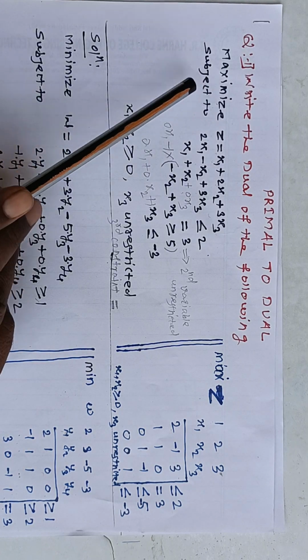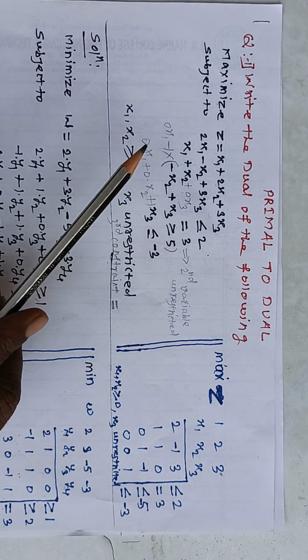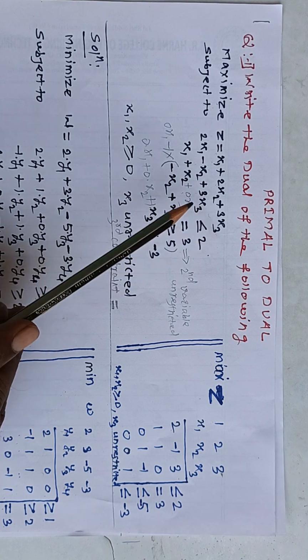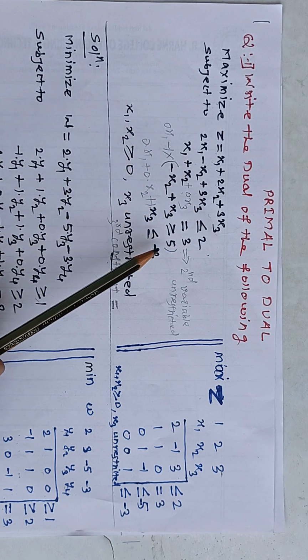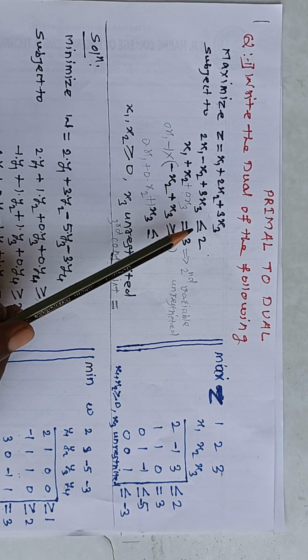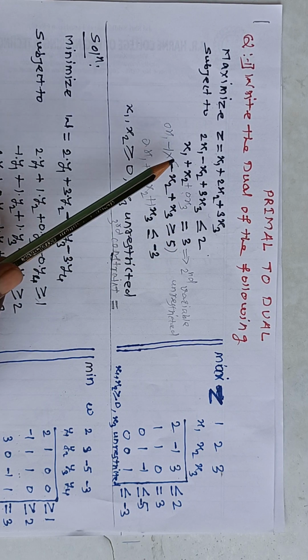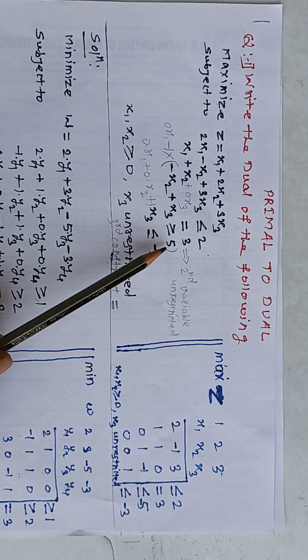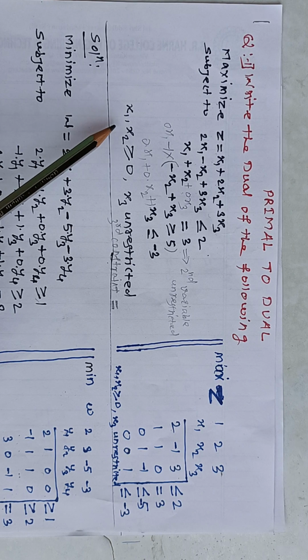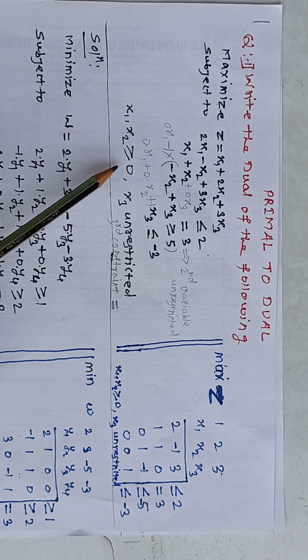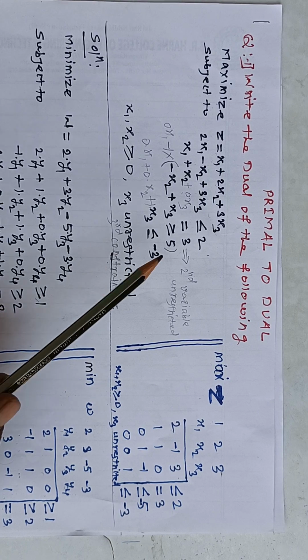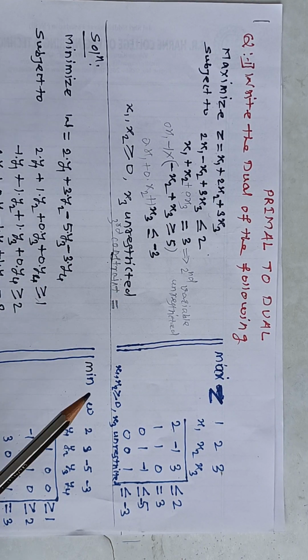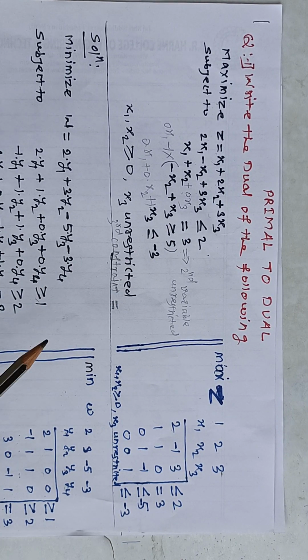Objective function is maximize z = x1 + 2x2 + 3x3 subject to these constraints: 2x1 - x2 + 3x3 ≤ 2, x1 + x2 = 3, -x2 + x3 ≥ 5, x3 ≤ -3, and here x1, x2 ≥ 0, x3 is unrestricted. Such a type of primal is given, that means the given sum is primal, and we have to find out its dual.